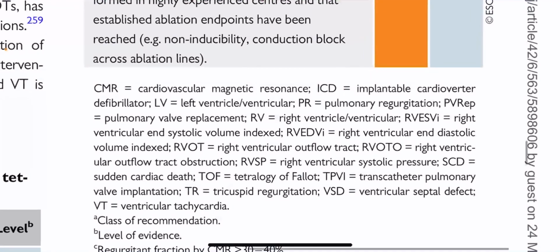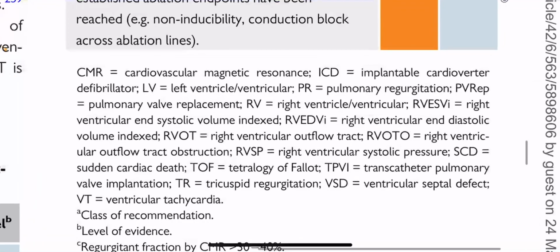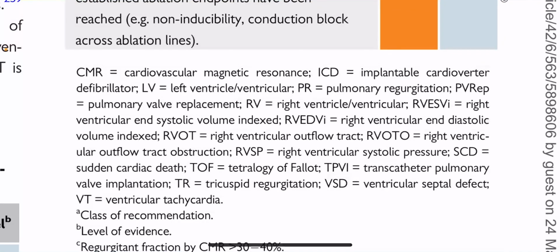PVR-EP means pulmonary valve replacement. TPVI means transcatheter pulmonary valve implantation.